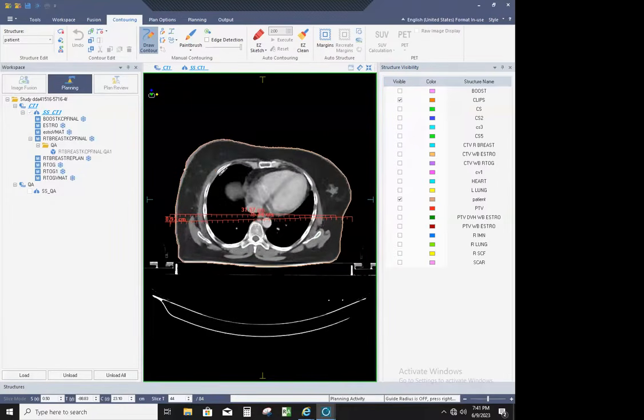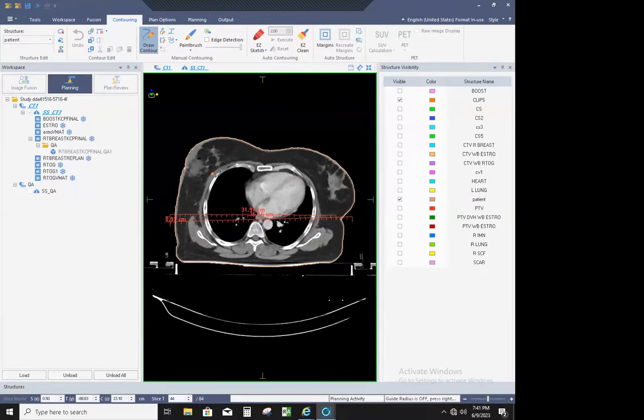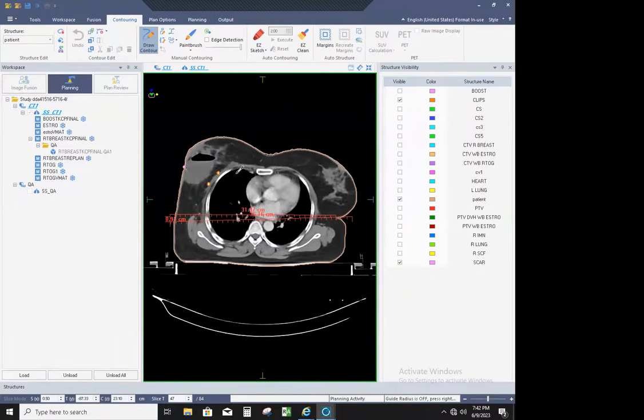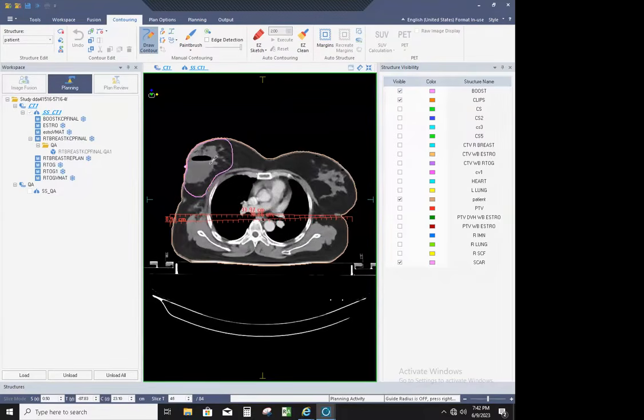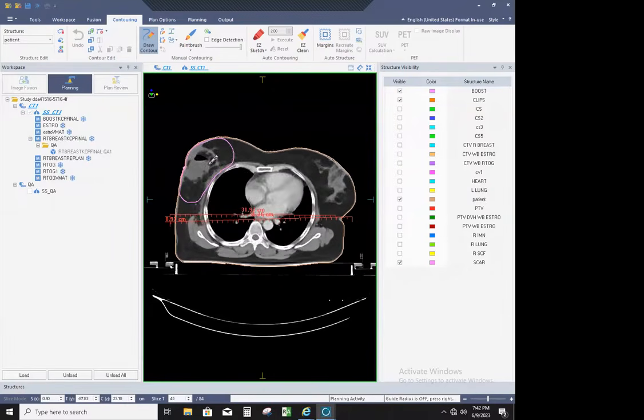So these are the various clips, the deeper boundary, and this is the scar. So these are the various clips, and this is the boost area. So you can plan accordingly.